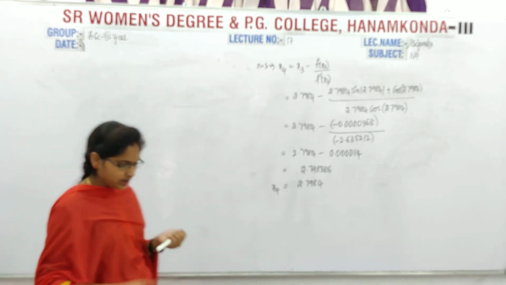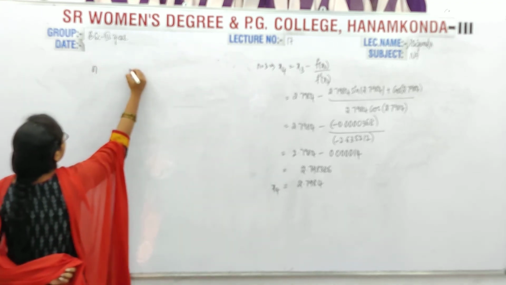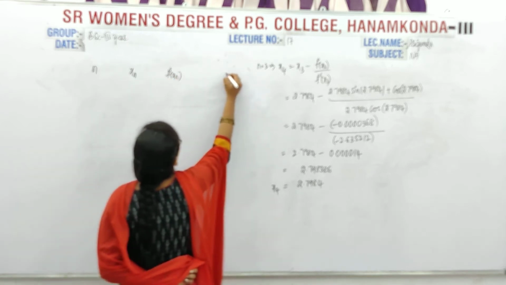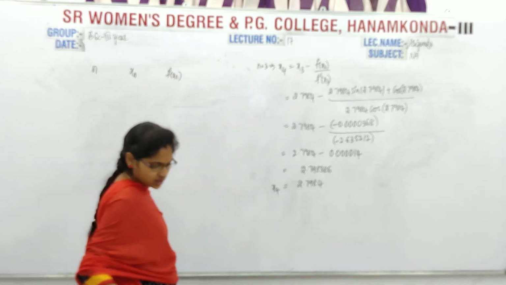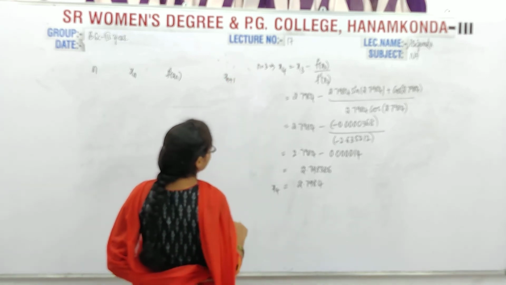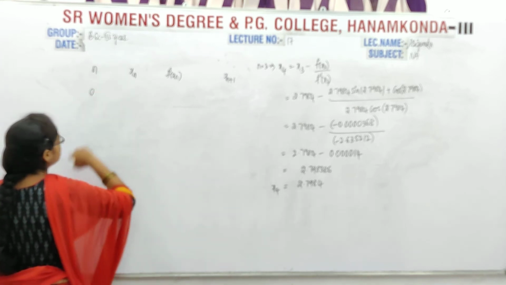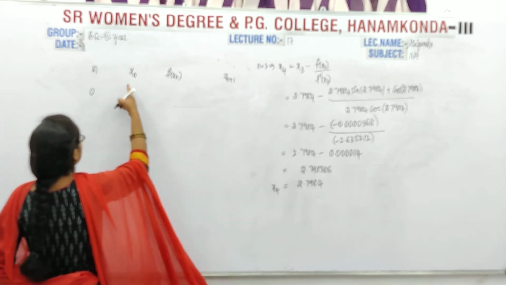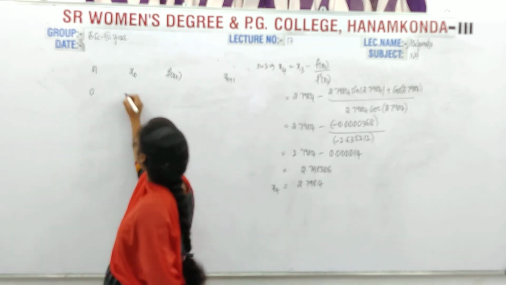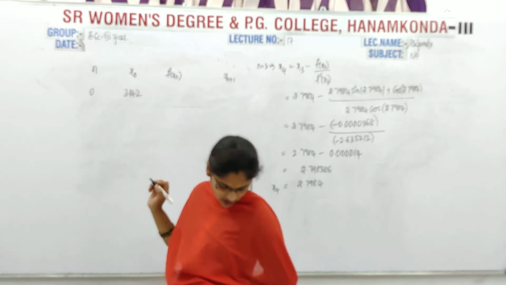In this table, first of all we have to take the value of n. Next xn, next f of xn, next xn plus 1. Now here n equal to 0, the first one. N equal to 0 means x naught. What will be the value of x naught? We consider 3.142.